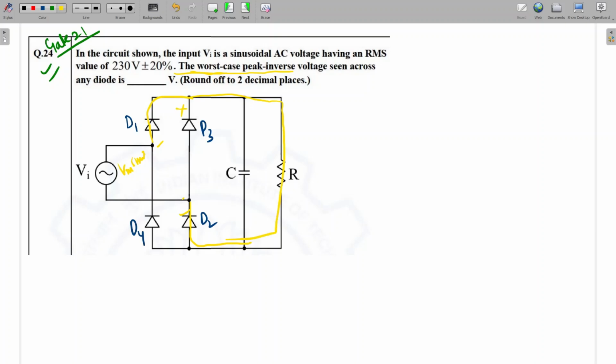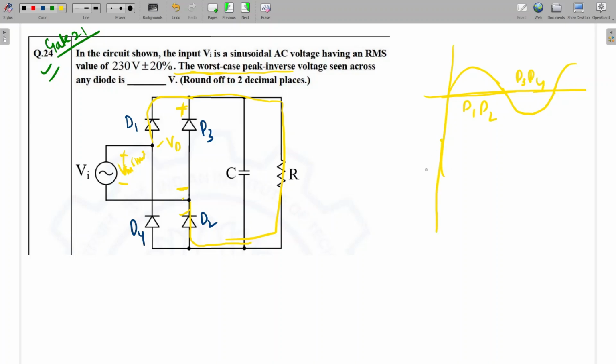So what is the voltage here? Plus and minus. Let's say this is Vs, plus minus Vm sin omega t. So this Vd will be Vm sin omega t, the same value will be there. During the first case, D1 and D2 will conduct, and during the second case, D3 and D4 will conduct.